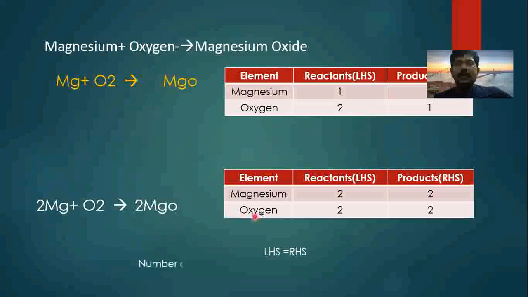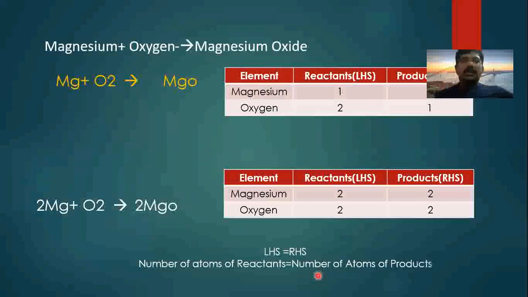Are you clear? Now look carefully. The number of magnesium atoms is equal on either side. On the reactant side, 2 magnesium atoms are there. On the product side also 2 magnesium atoms are there. Oxygen 2 is there, and in the products also 2 is there. So now LHS is equal to RHS. The number of atoms of reactants is equal to the number of atoms of products. Now it is balanced. Let us try to balance another equation.